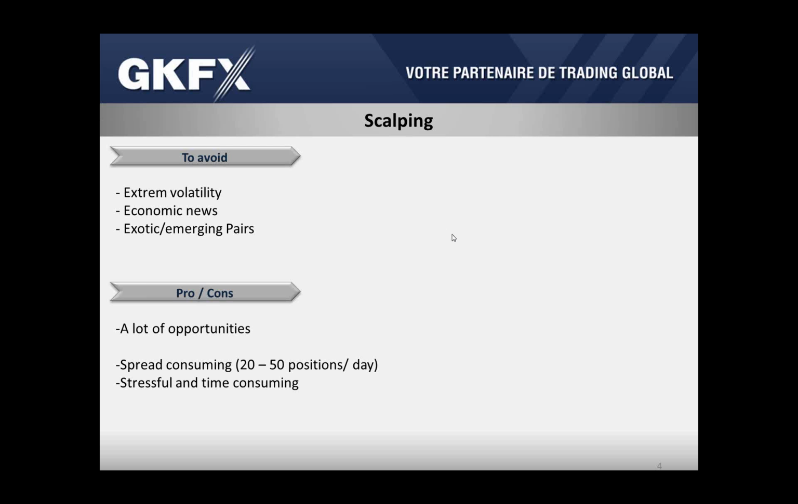One pro, two cons. One first advantage: a lot of opportunities all day long. You can spot a lot of opportunities, which is totally logical because it's a very short-term trading strategy. And cons, it's spread consuming. Why? Because of the frequency. You can be trading 20, 50, even 200 positions a day. So it's very spread consuming.